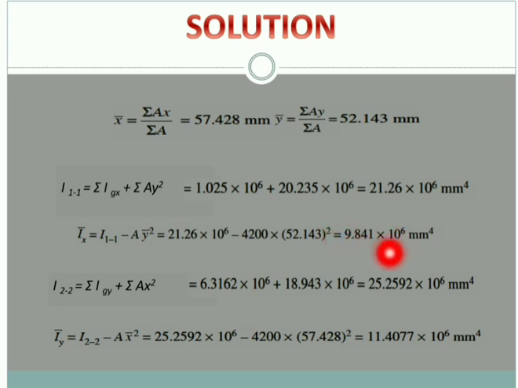This is 9.841 into 10 raised to 6, which is the moment of inertia about x centroidal axis, and 11.407, sorry, into 10 raised to 6, which is the moment of inertia about y-axis. Okay, so those both are your answers of moment of inertia about x and y centroidal axis. Problem doesn't end here, because what is asked is we have to find radius of gyration also. So if you miss this, your 3 marks will go.